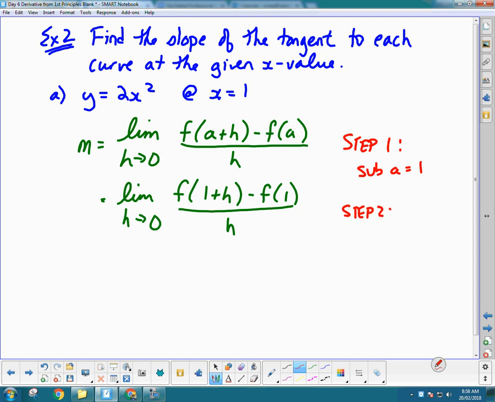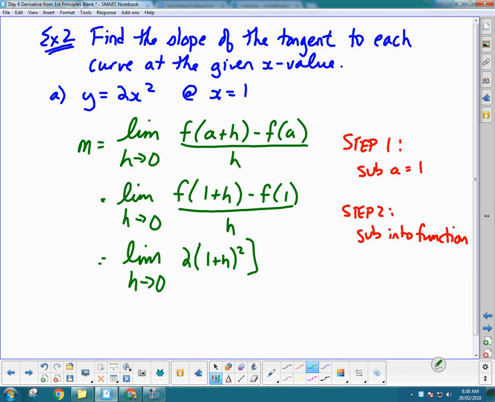Step 2, sub into the function. This will feel just like we did before. Instead of putting in a specific value for h, we're putting in 1 plus h into the function. In this case, it's a nice easy function, 2x squared. So again, we'll write down the limit as h approaches 0. And we're going to plug in 1 plus h into the function. And we're going to plug in 1 into the function.